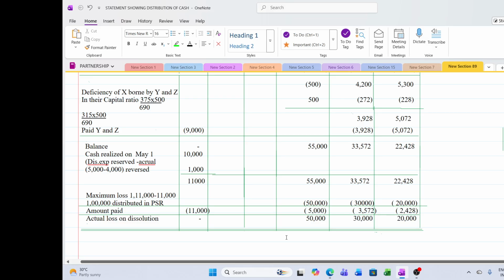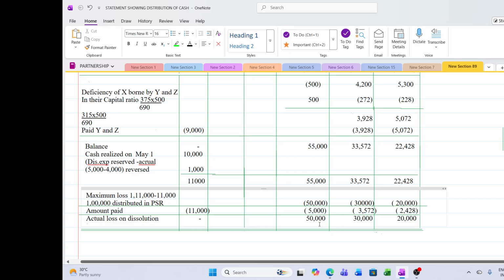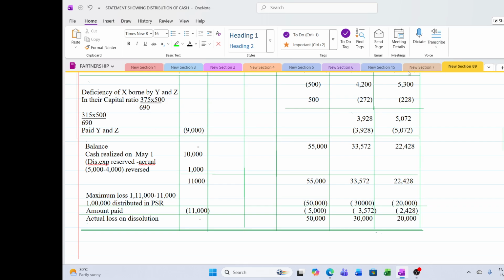So this is the actual loss on realization. You can find out your sum is correct only if your actual loss comes in your profit sharing ratio. See here, this comes in 5 is to 3 is to 2. Hope it's clear to all of you.